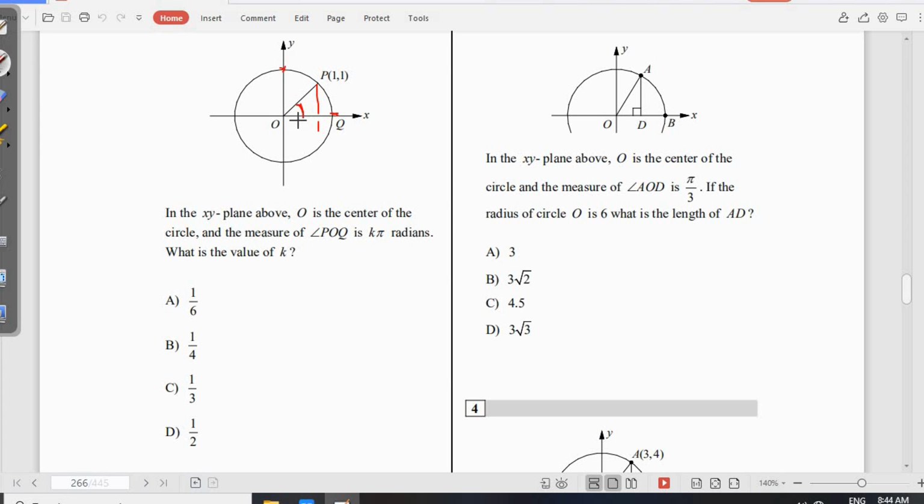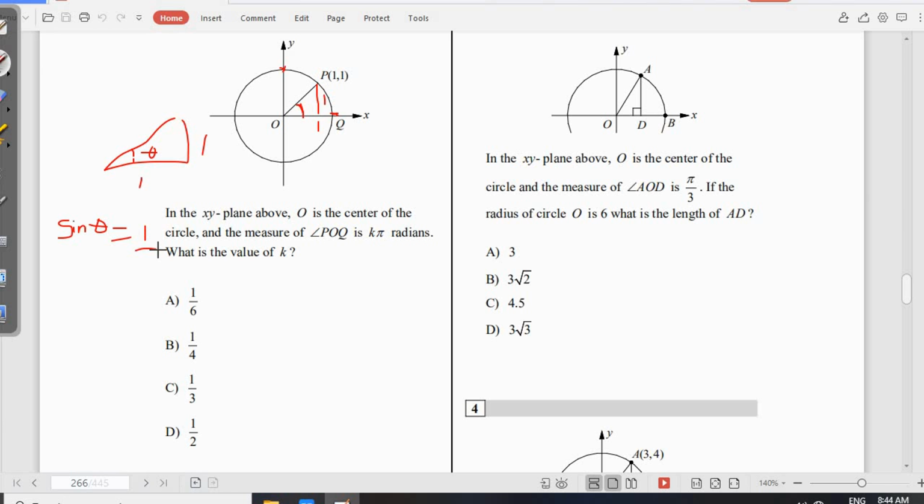So how will we get that? Knowing that this is 1 and the height here is 1, we have a triangle with sides 1 and 1, and we're looking for the angle theta here. Remember, sine theta is opposite over hypotenuse. So sine theta equals opposite, which is 1, over the hypotenuse.